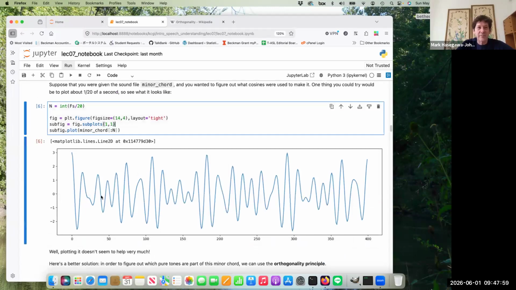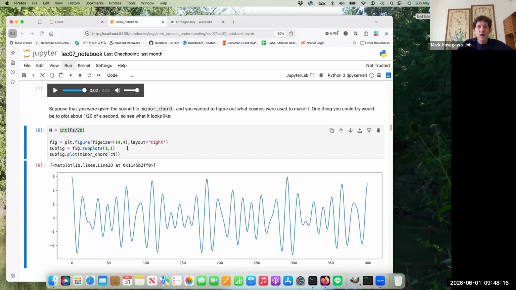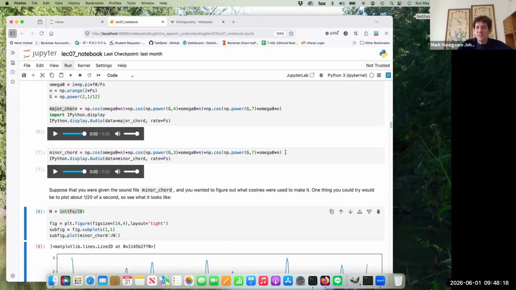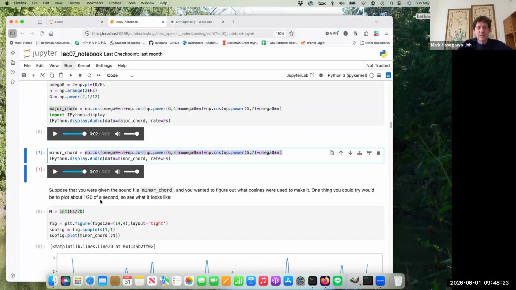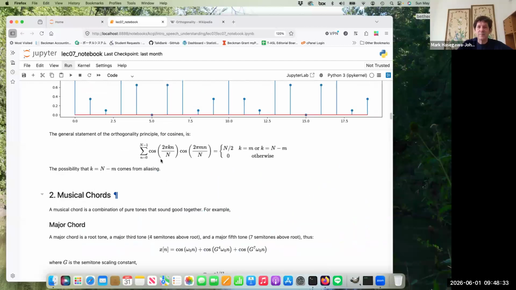If I just plot n samples of it, here's 1/20th of a second of that minor chord. It's really hard to tell exactly which frequencies are involved here. It doesn't look like a sine wave at all. We know it's a sine wave, right? A minor chord just has three cosines at three different frequencies, but it doesn't look like a cosine if you plot the tone. And so the secret is we're going to take advantage of this formula.